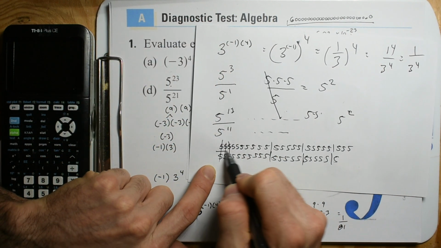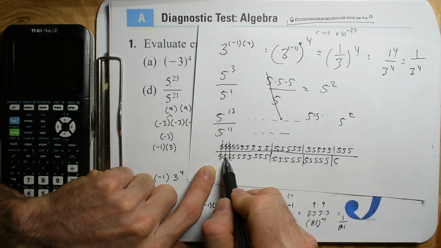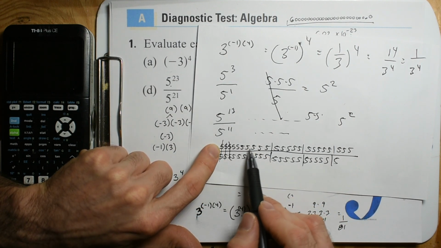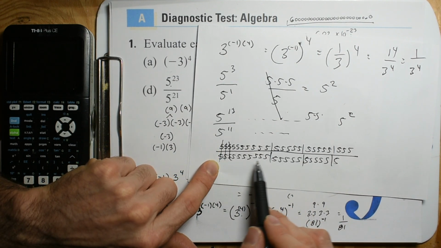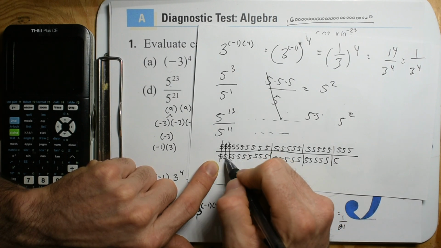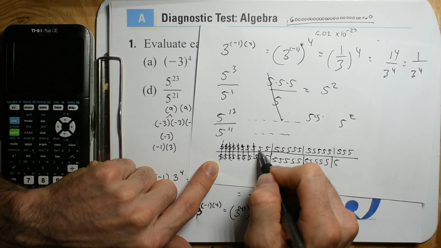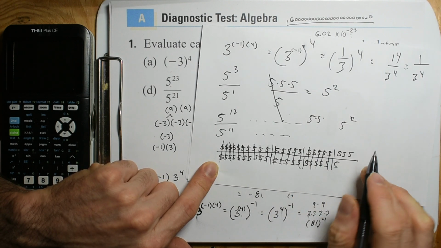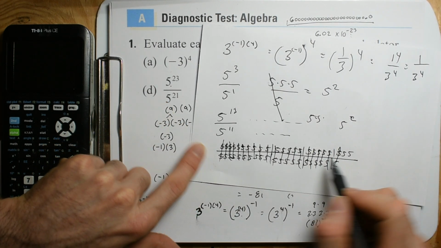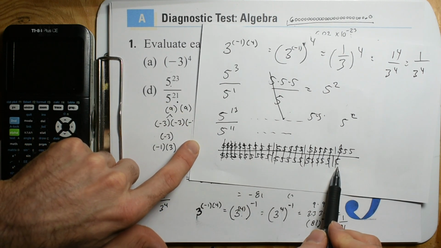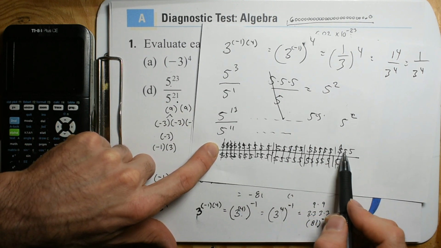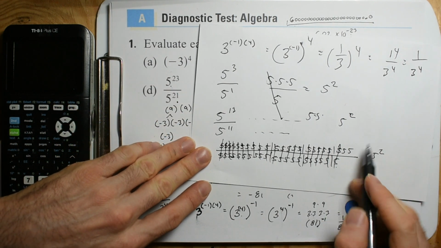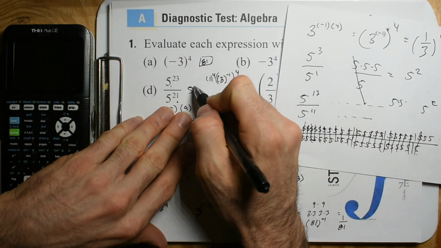So let's start. We have this, and we're multiplying 5 23 times, and then downstairs 5 21 times. And we got 1 through 10, 1 through 5, 1 through 5, so that's 20, 21. So the 21 fives downstairs cancel 21 of the 23 fives upstairs, and we're left with 5 squared. 5 times 5.